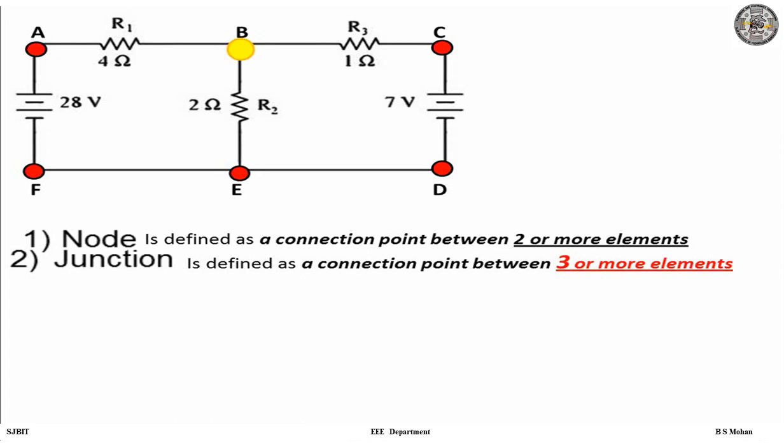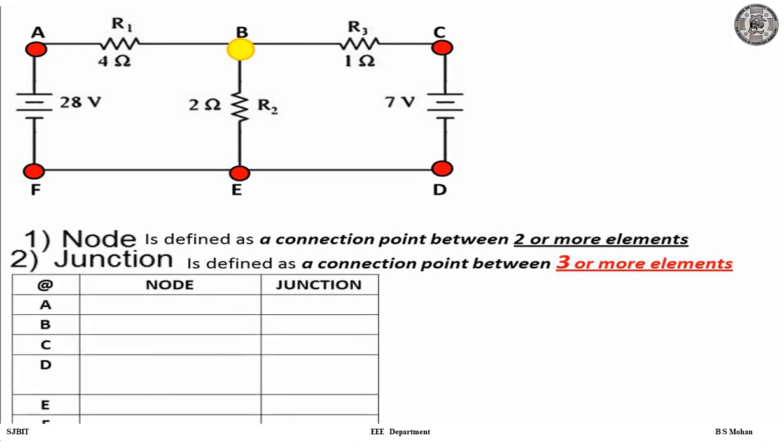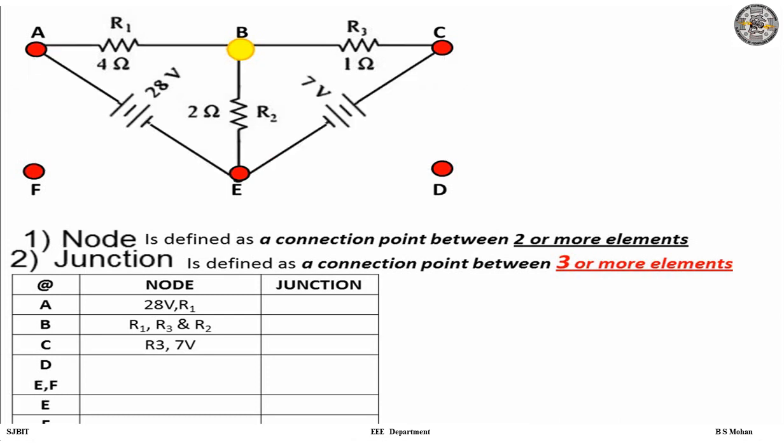So let me help you out in understanding it. So let's see, point A, we have two elements, 28 and R1, and B, as you know, we have three elements, R1, R3 and R2. So it's a junction within a node. C, R3 and 7, it's a node. Now before we go to D, E and F, can we say this circuit and this circuit both are same?